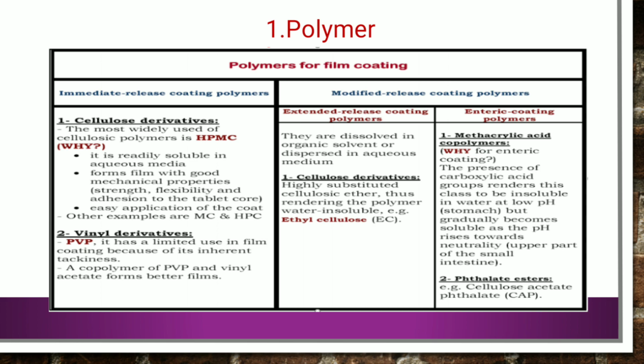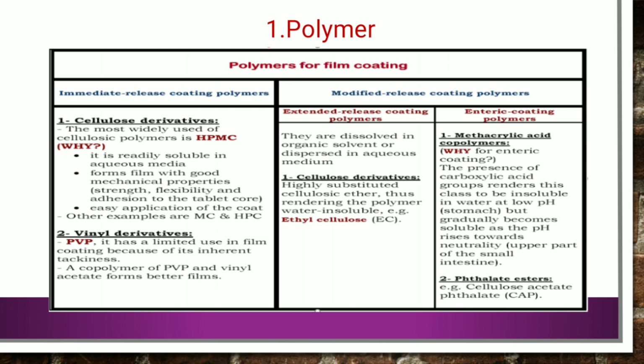Then we also have modified release coating polymers. Modified release coating polymers can again be categorized into two types: the first one is extended release coating polymers and the second is enteric coating polymers. Extended release polymers are dissolved in organic solvent or dispersed in aqueous medium, like cellulose derivatives, that is EC. Methacrylic acid copolymers are used as enteric coating.